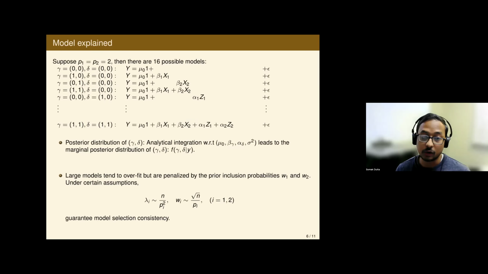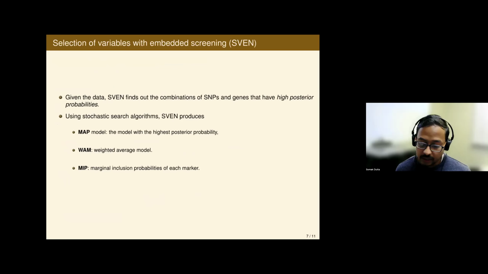So what we learned is that we can look at the posterior distribution of the latent indicator vectors gamma and delta, but that is supported on the entire space of, in this particular case, 2 to the power 4, 16 possible combinations. In practice, you will not have 2 SNPs or 2 genes. You will have hundreds of thousands of SNPs and thousands of genes. So we need some form of summarization of these distributions. They can be done in many ways. We consider here 3 methods.